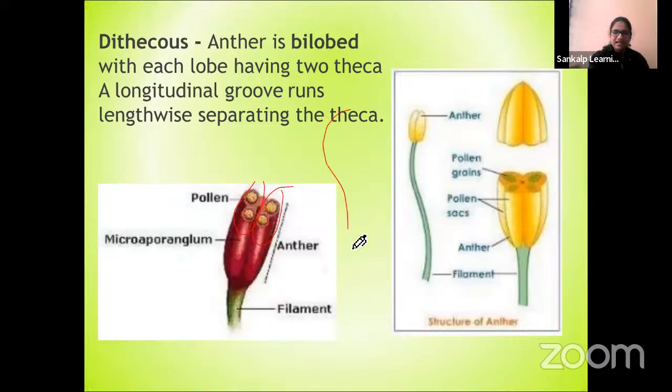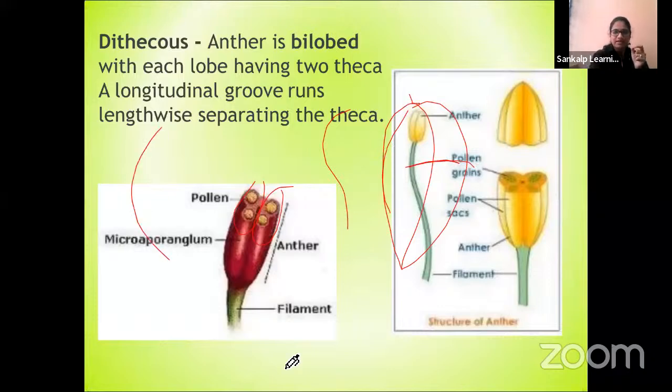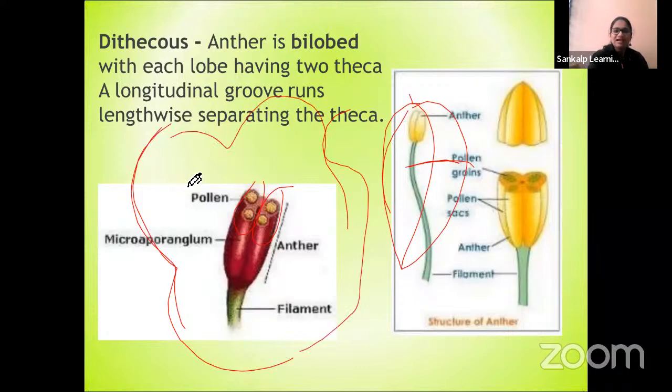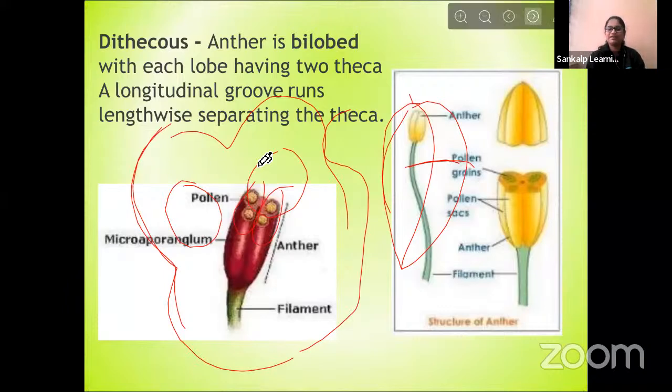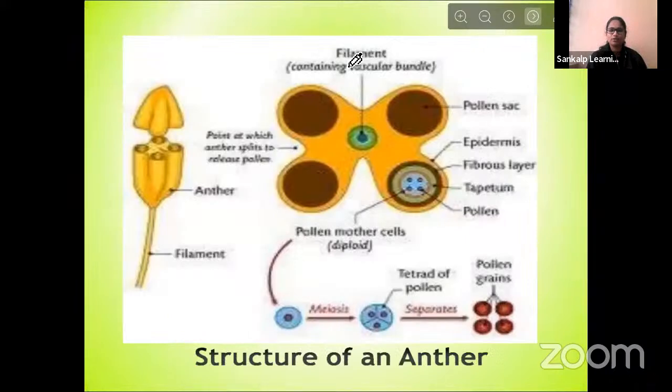So when we take the anther, if you consider this as an anther, it has two lobes and it has a longitudinal groove. If we take it like this, on one side it goes inward; that is called a longitudinal groove. What will be there inside the anther? The anther consists of four sac-like structures, four bag-like structures, which are called sporangia. They are called microsporangia.